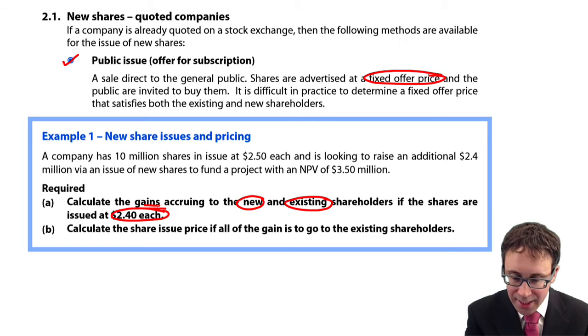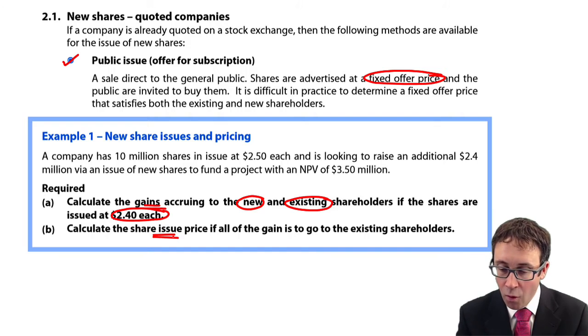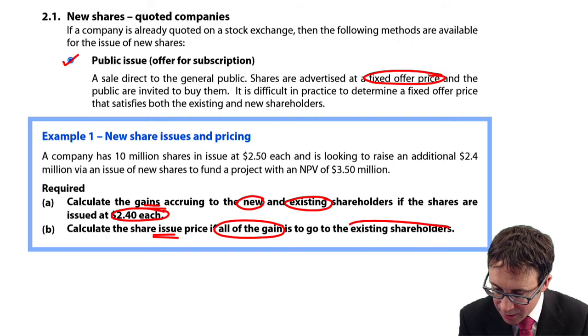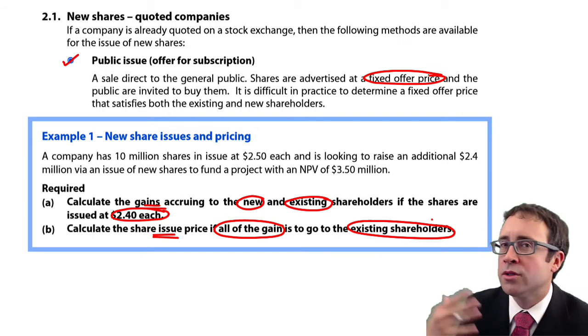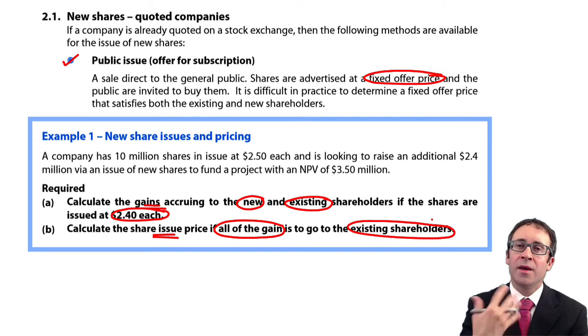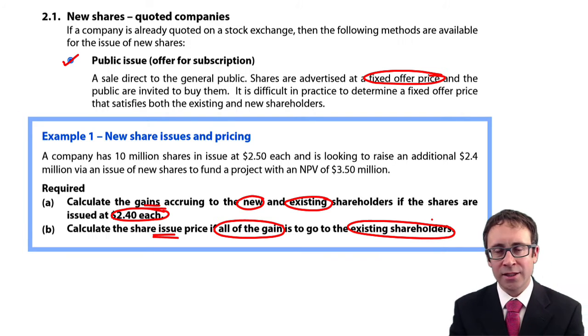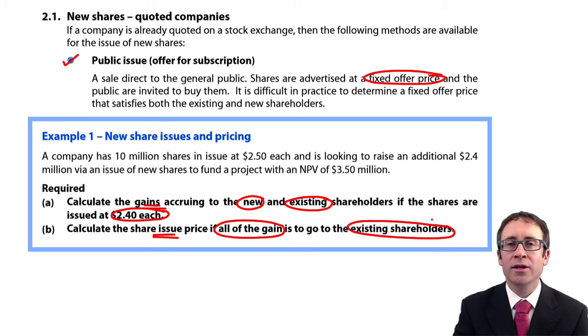Whereby in part B, it's asking you for the share issue price, so a different figure, if all of the gain is to go to the existing shareholders. So the new shareholders don't get anything whatsoever. Okay, they provide the money, they can get wealth at some point later in the future, but when other projects develop based on the success of this project, we're going to reward the existing shareholders for their loyalty by making sure that all the gains go to them. Okay, but that's whereby we will go through and see potential issues.